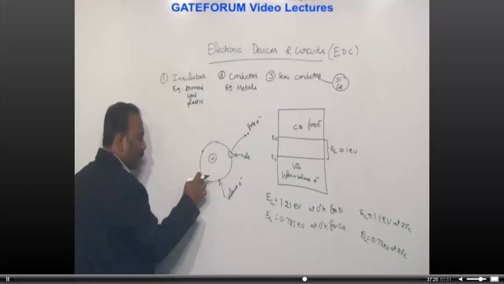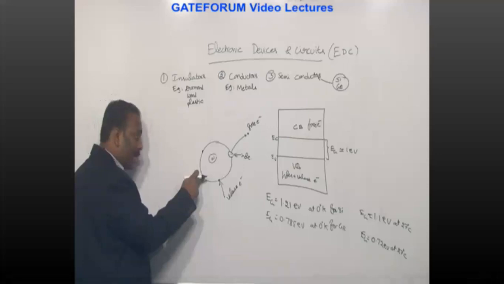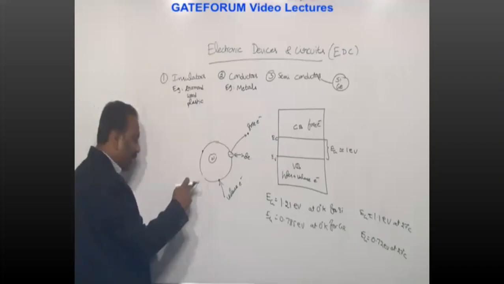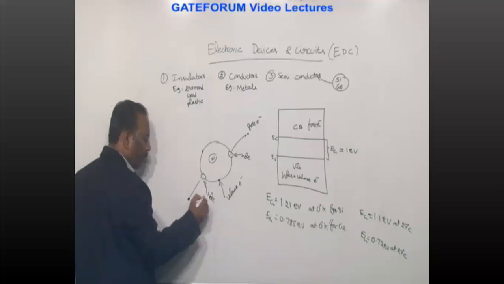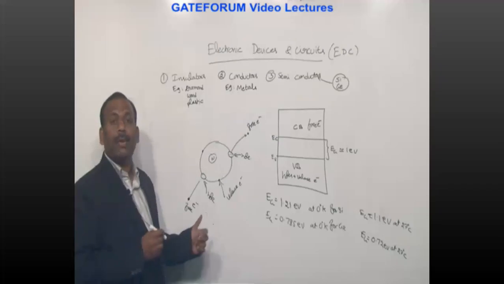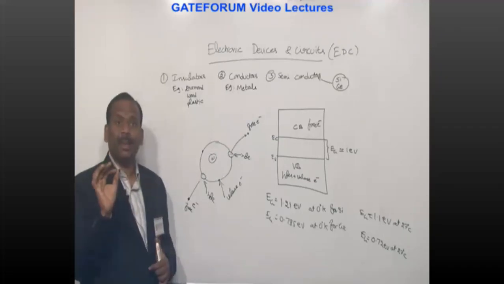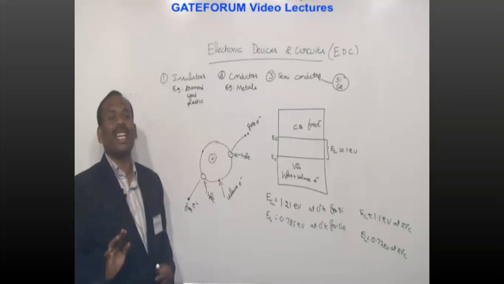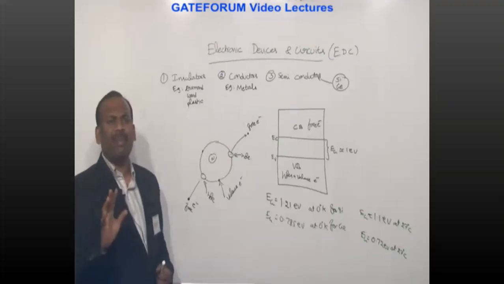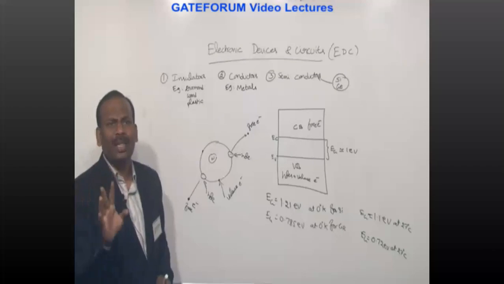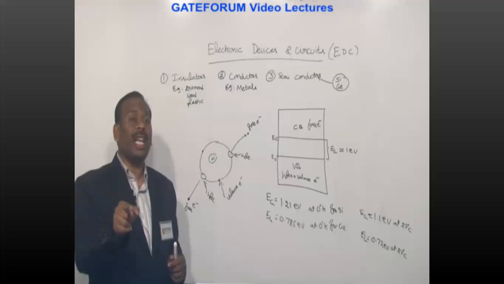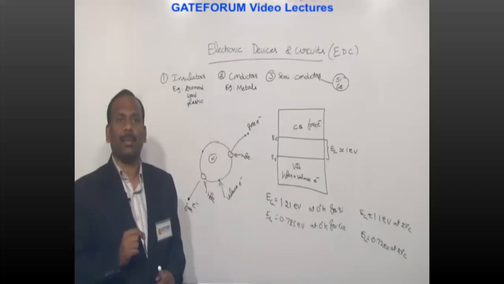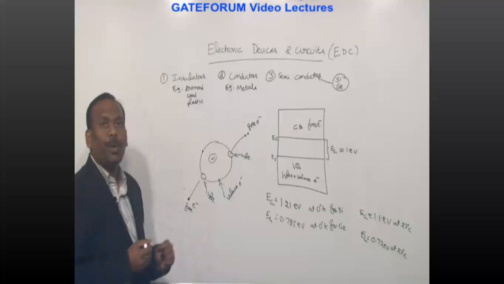Now, here, previously there was an electron, that is called a valence electron. By acquiring the energy, this valence electron becomes a free electron. This absence of electron is called a hole. This is called a free electron, and this is a hole. That means a free electron hole pair will always be generated. A simple electron is not generated, a hole is not generated individually. Once again, a free electron hole pair is generated. This is the free electron, this is the hole.